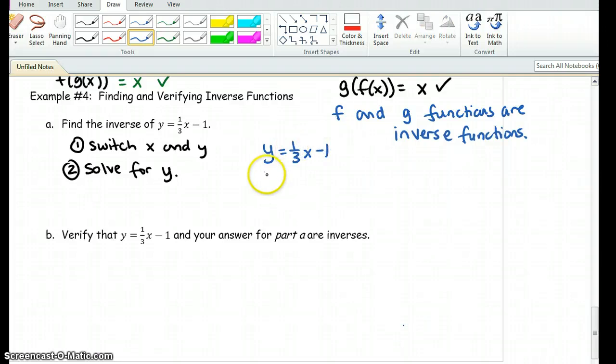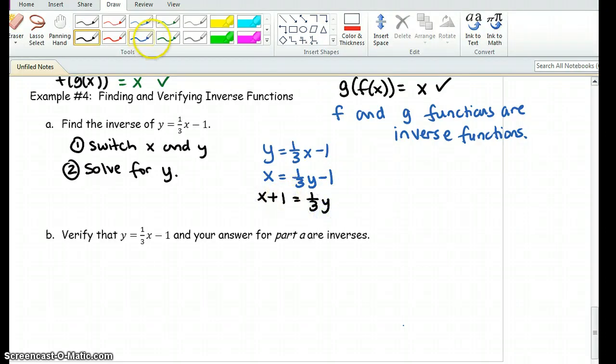So the first step is switch. There it is. We switched. Notice nothing else moved except for the x and the y. Those are the only things that switch. And then the last step is go ahead and solve. So we're going to add 1. We get x plus 1 equals 1/3 y.